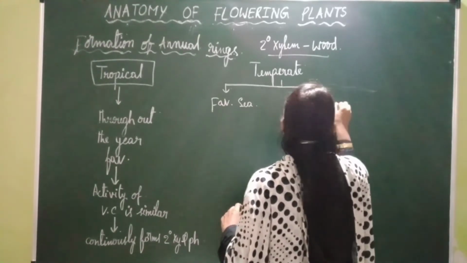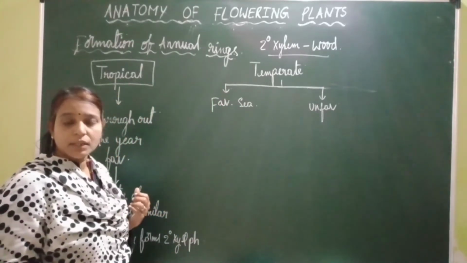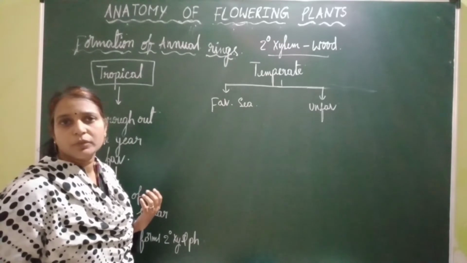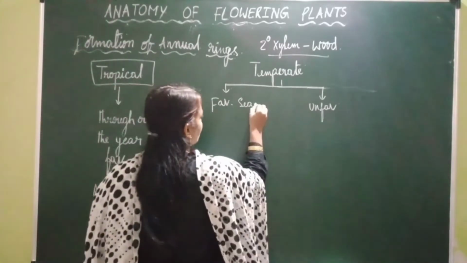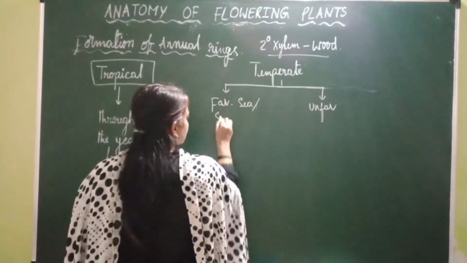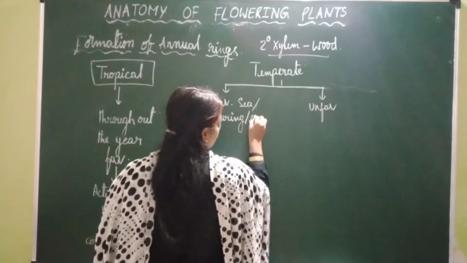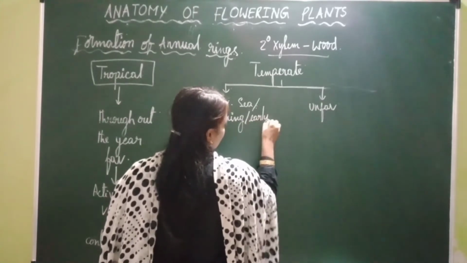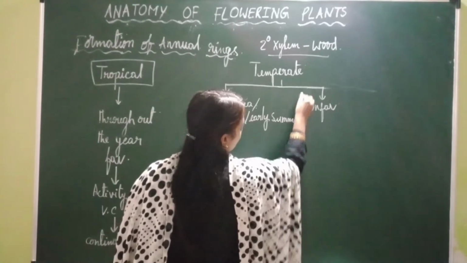Okay, what is this favorable season? Favorable season is the season which is favorable for the growth of plants. So which season is generally favorable for the growth of plants? That is spring season and early summer. So favorable season is nothing but spring or early summer, right?